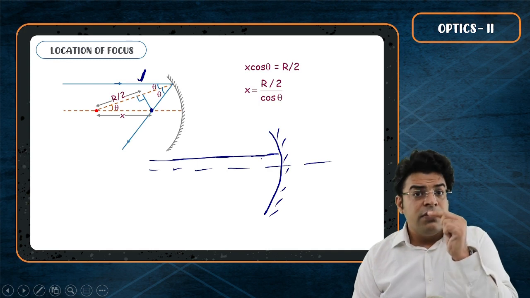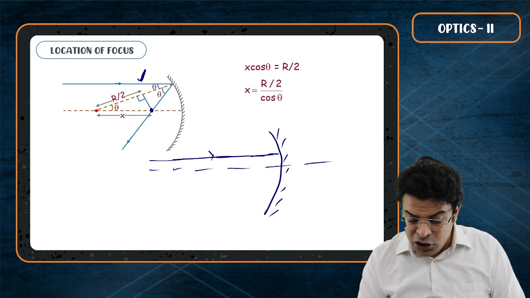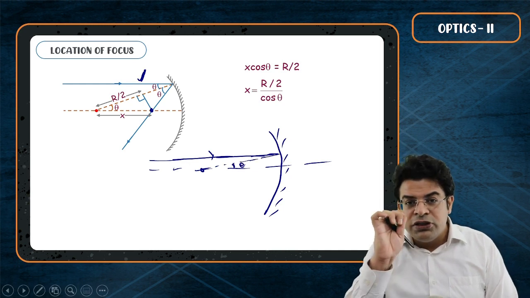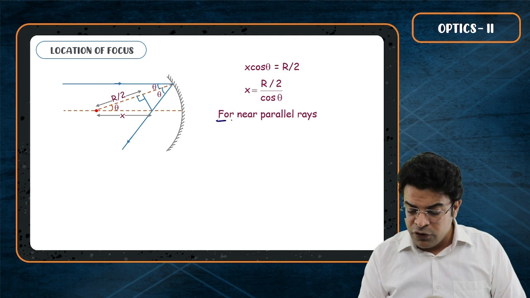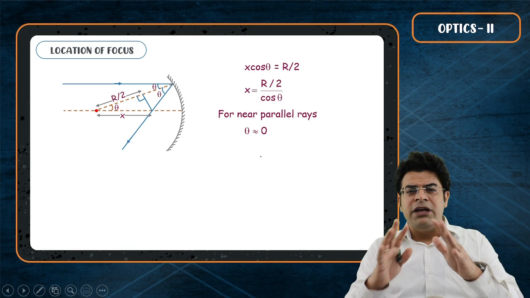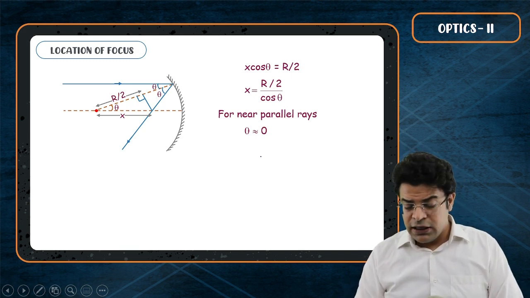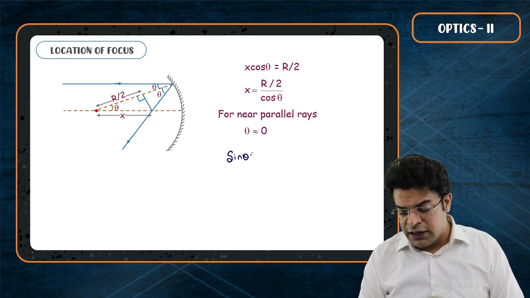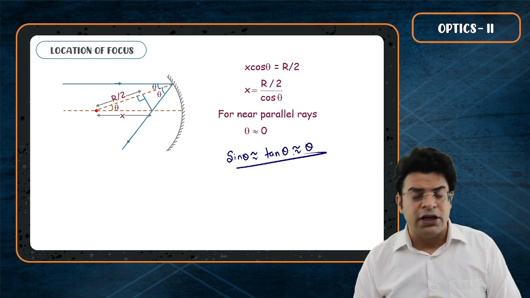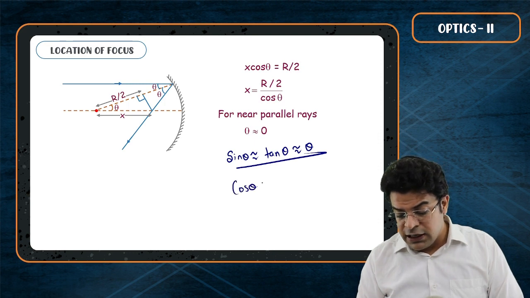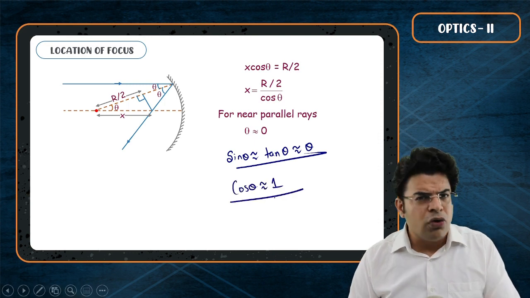For such rays which are parallel to the principal axis and near to the principal axis, if you think of the angle theta, that angle theta is going to be a small angle. So we know that for near parallel rays, the angle theta has to be small. So we can take it to be like 0. And we know from the small angle approximation that for a small value of theta, sin theta can be approximated to be nearly equal to tan theta, which can be approximated to be nearly equal to theta. And for a small value of theta, cos theta can be approximated to 1 because cos 0 is 1.